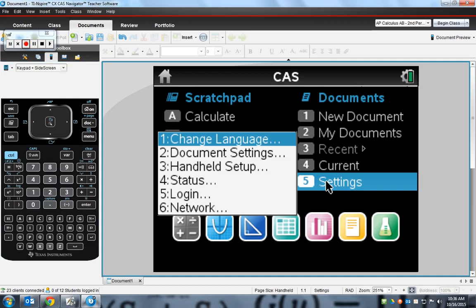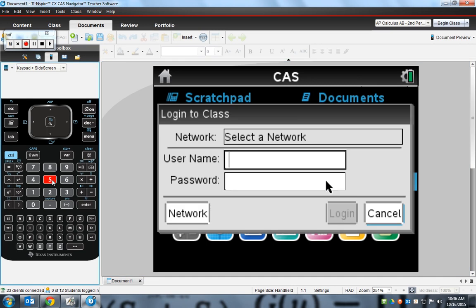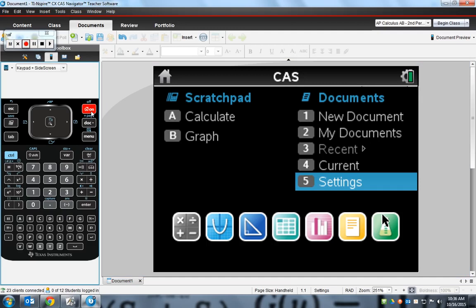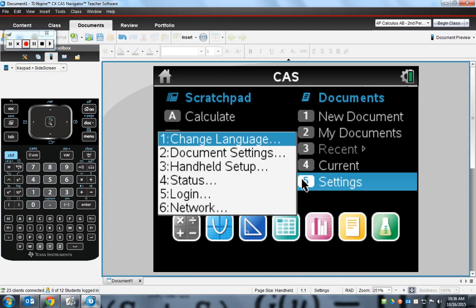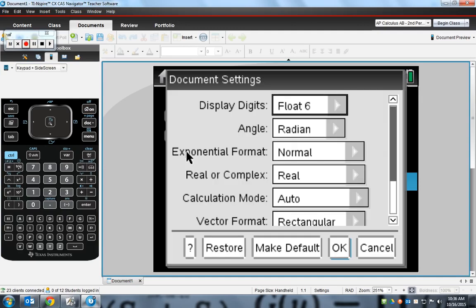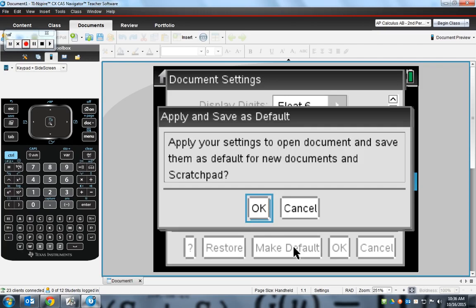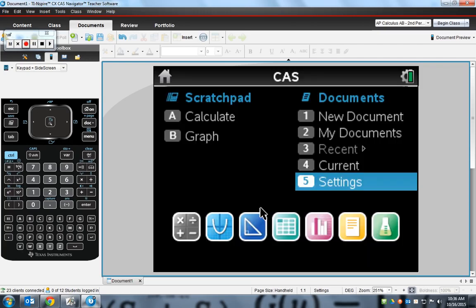Now, the settings button here, either pressing 5 or going to 5 and pressing enter. Let me go to my home screen. I can press on this and then I'll press document settings. This is the angle right here that I want to make sure that you know how to convert back and forth to radian and degrees. I'm going to convert this to degrees right now, and I'm going to make it my default and press OK.